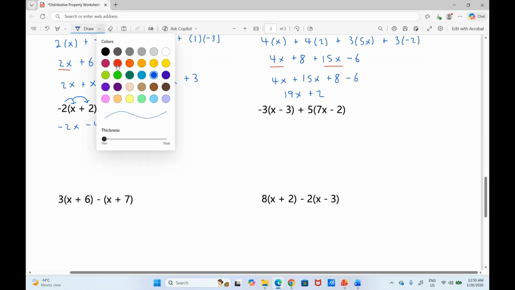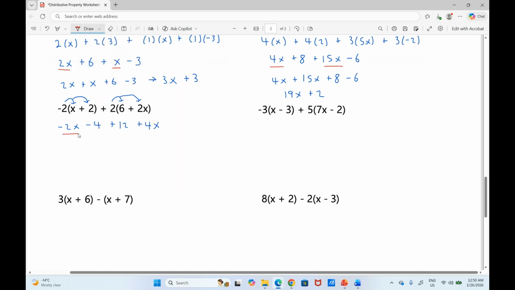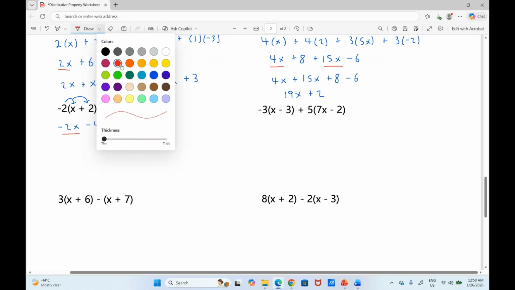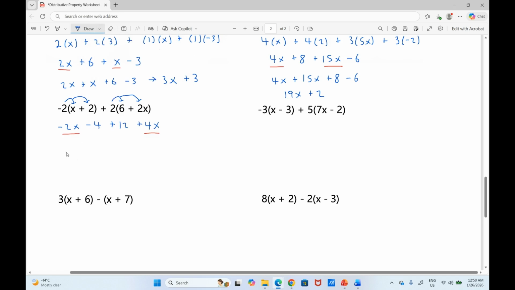I'm going to collect my like terms and then rewrite them next to each other. So I have negative 2x plus 4x minus 4 plus 12. So let's add the like terms together. Negative 2x plus 4x is going to be 2x. Then negative 4 plus 12 is going to be 8. So my final answer is 2x plus 8.